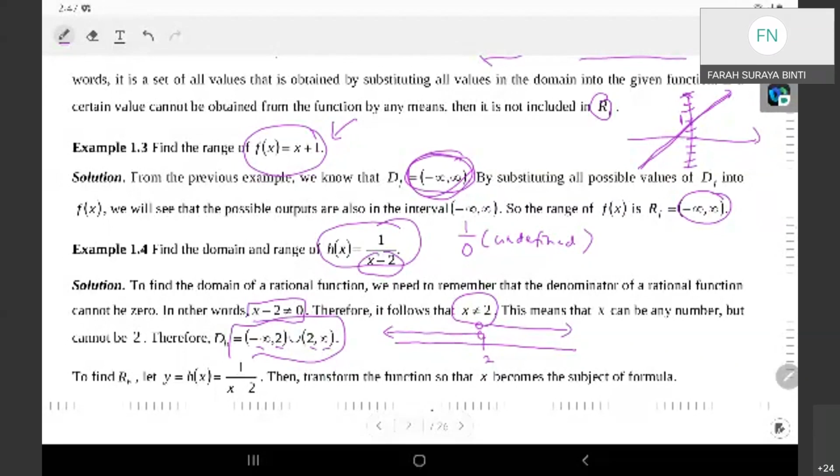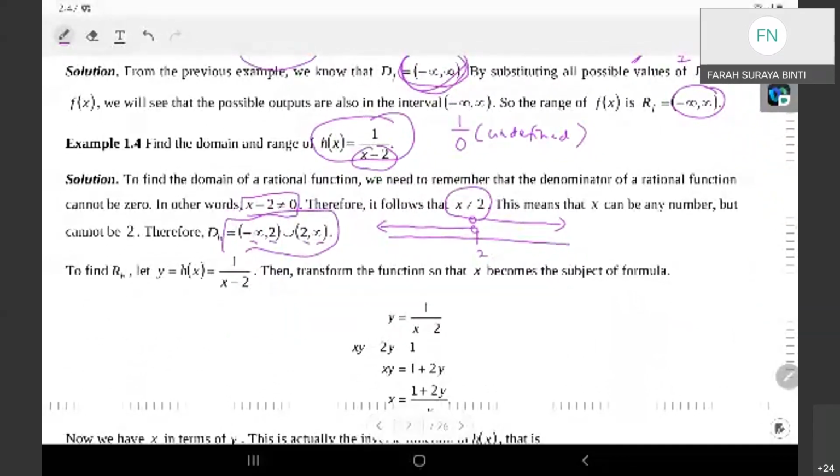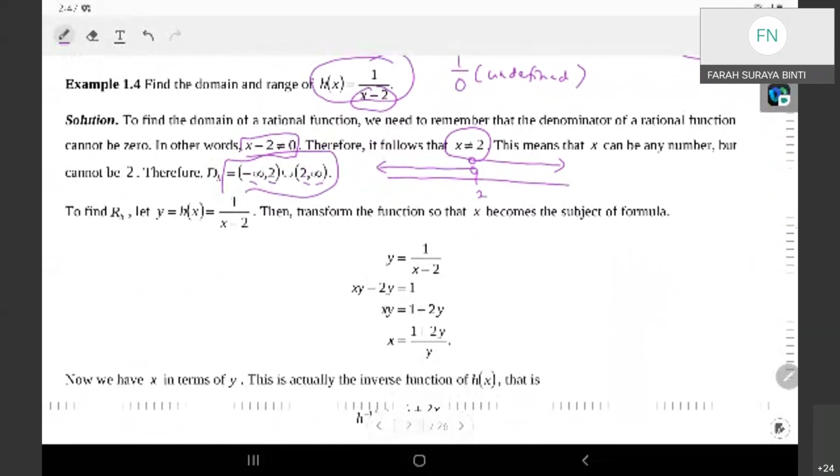Nak cari range, macam tadi lah, kita kena try substitute any numbers of the domain into that function. Okay, ataupun cara lain dia, tengok dekat sini. To find the range, first we need to let y equals to this function. So kita buat y equal to 1 over x minus 2. Okay, and then kita selesaikan nak setkan x sebagai subjek dia.